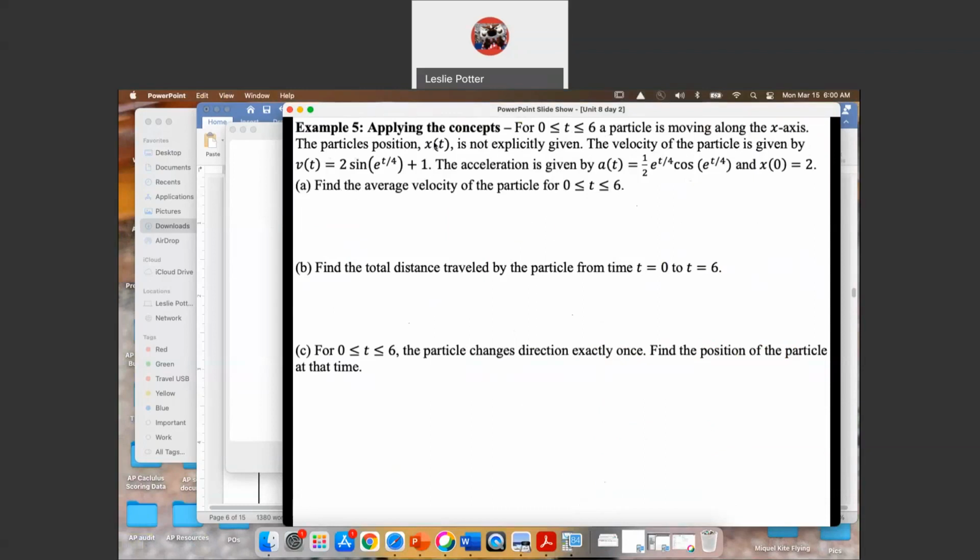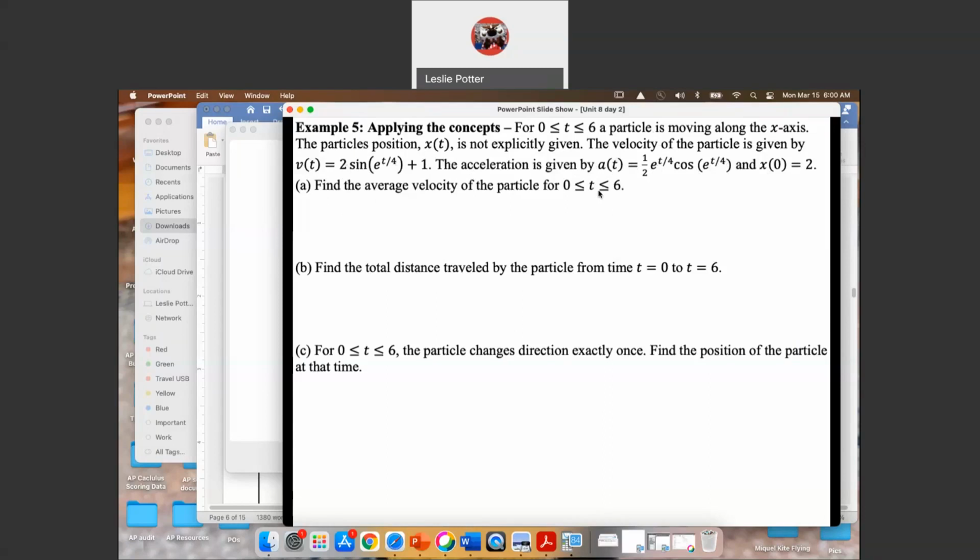The particle's position x of t is not explicitly given, so we don't have an x of t function. And they don't expect you to find one either. The velocity of the particle is given by v of t equals 2 sine e to the t over 4 plus 1. The acceleration is given by a of t equals half e to the t over 4 cosine e to the t over 4. And our initial position is 2. It says find the average velocity of the particle.